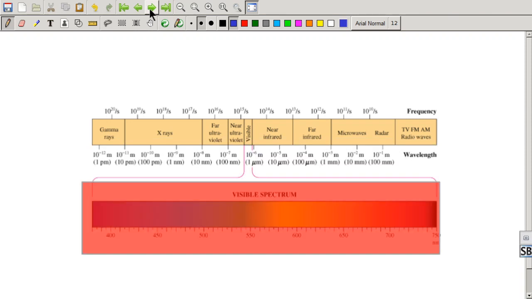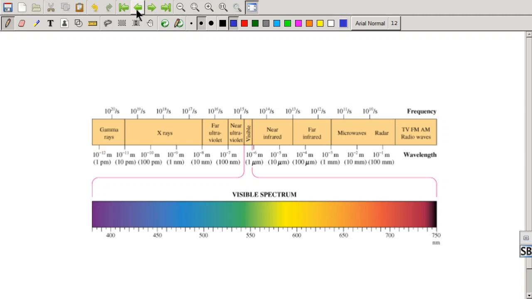Okay. Now here's something else we want to think about. I'm not sure how well this is going to work with this projector. Sometimes it works better than others. If I have something that appears red, say for example, I have a piece of glass that appears red. What is happening to the visible light that's passing through it? Only the red light is getting through to you.